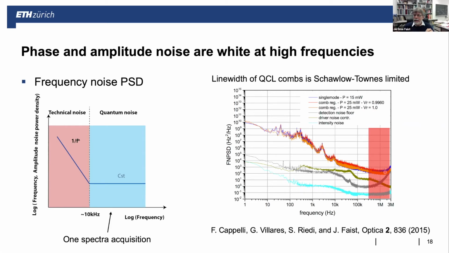So it means that even if you have hundreds of lines and you're sharing 100 milliwatt of power over hundreds or 1,000 lines, each line will have a line width of the order of 100 hertz also. So that creates really a beautiful playground to do then high resolution spectroscopy.